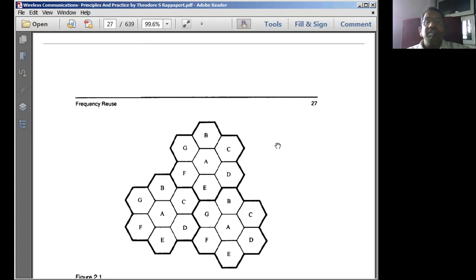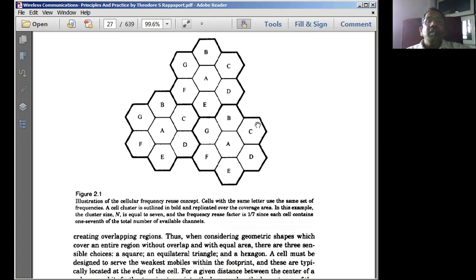In the previous class, we dealt with this. See this A, B, C, D, E, F, G, and A, B, C, D, E, F, G, and A, B, C, D, E, F, G. This is a set of cells used in a particular area. The same set of cells is repeated here. We may have 3, 5, 7 or any number here based on the capacity of the channel or the system. Here 3 has been taken. All these 3 put together is known as a cluster.